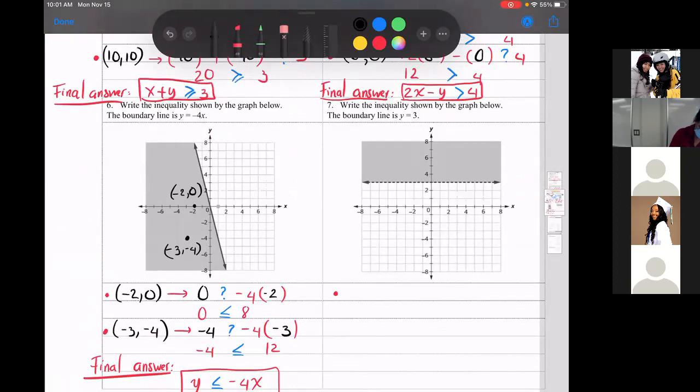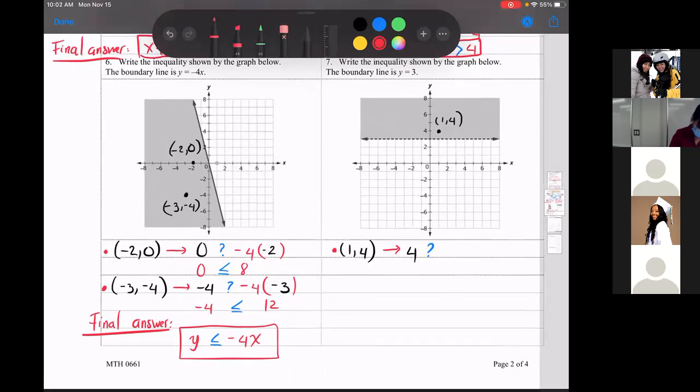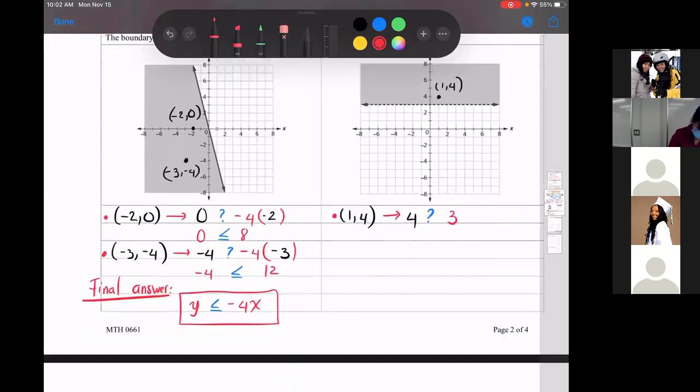So maybe someone else give me a point. What do you pick? 1, 4. Thank you. 1, 4. And then plug it into the equation y equals 3. Ooh, I don't see x. So what happened? Don't plug anything for x. You don't see x, you don't plug it in. So 4, again, question mark, and then 3 on the right hand side. Is 4 bigger than 3, right? 4 is bigger than 3.